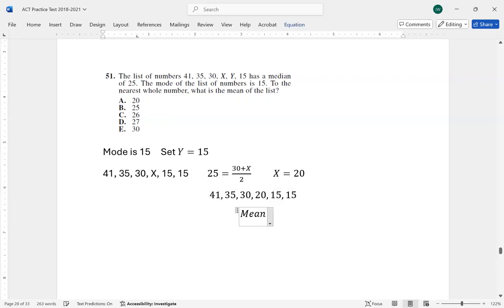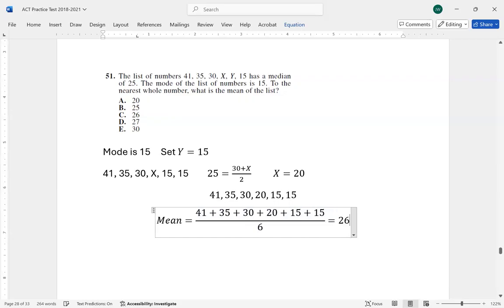And so if I want to find the mean, all I would do is add those numbers up. I wouldn't probably write this down. I just do this in my calculator. And then divide by 6. So 41 plus 35 plus 30 plus 20 plus 15 plus another copy of 15, all divided by 6. That gives me 26. Therefore, option C is the correct answer. 26 is the mean of this set.